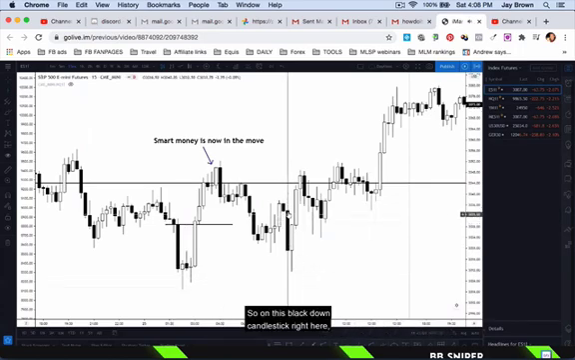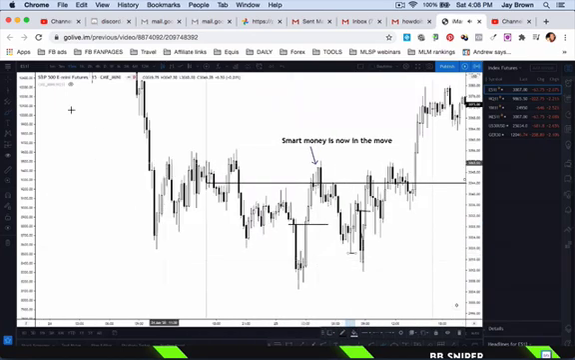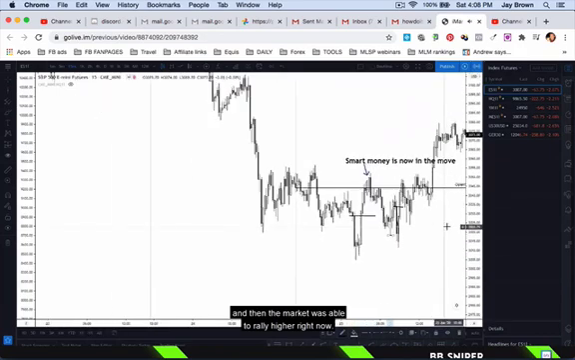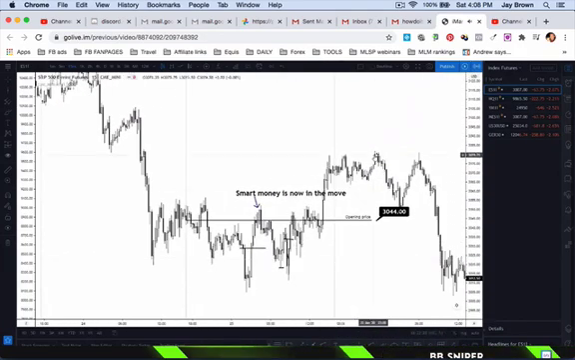Okay, so on this black down candlestick right here, that is the New York Open. New York Open basically does the same exact thing. Here's your opening price. Okay, so what do? New York opens, they drop it lower. They take out a short-term low. And then the market was able to rally higher, right?